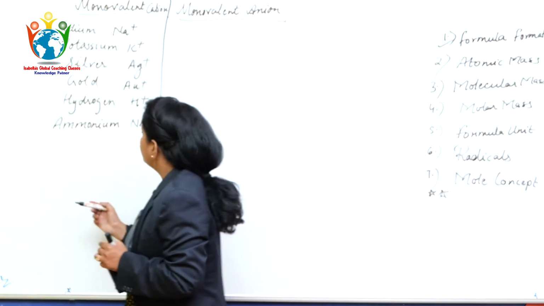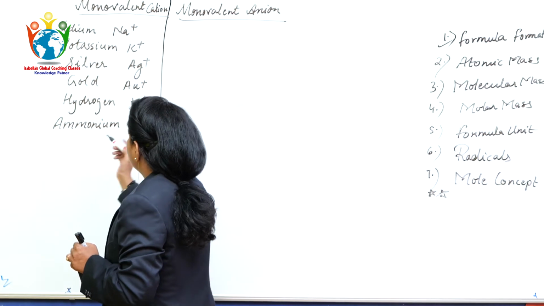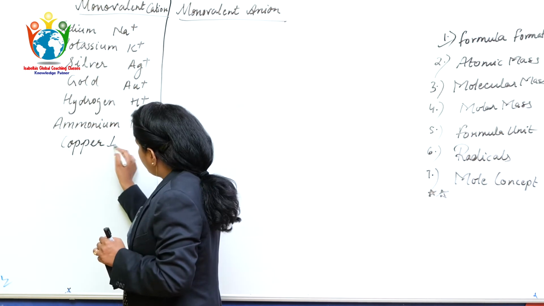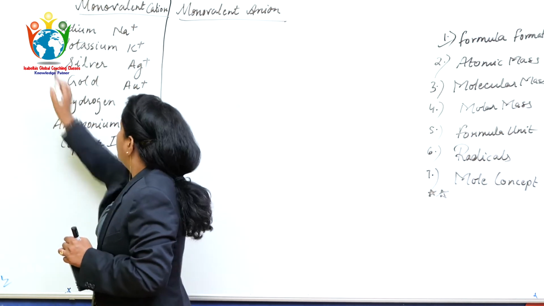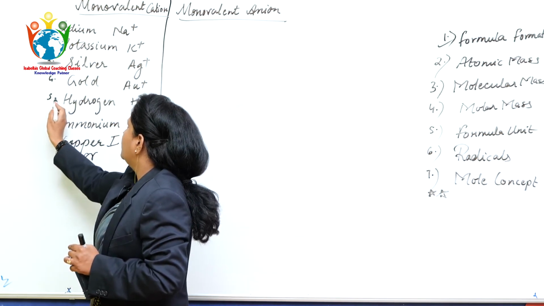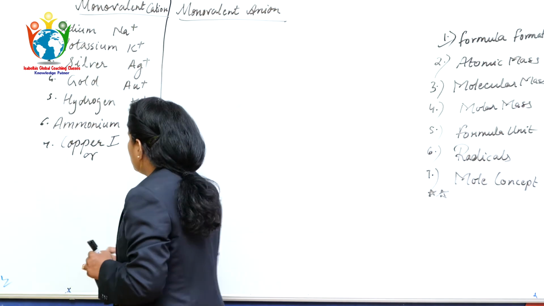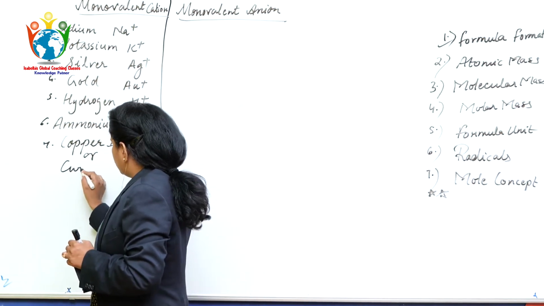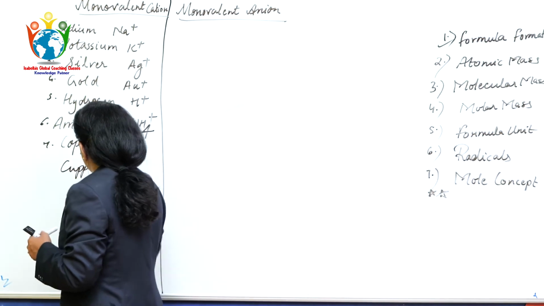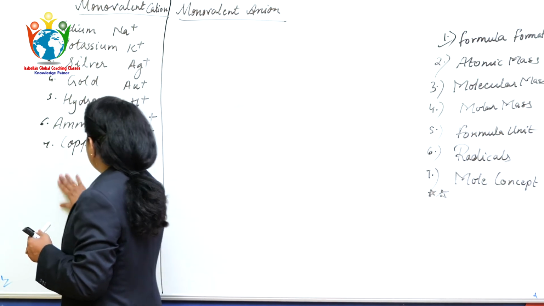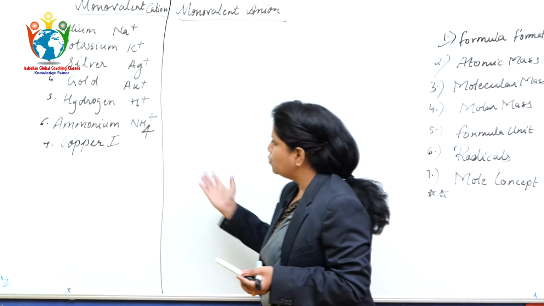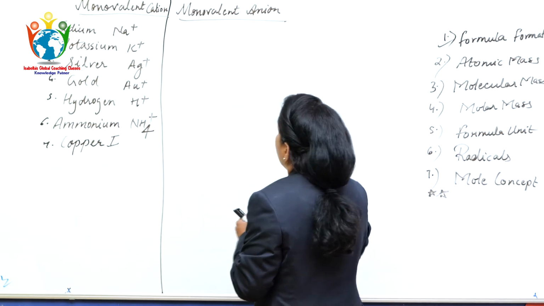Okay, now sodium, potassium, silver, gold, hydrogen, copper. Now copper 1, or cuprous. Or just copper 1 is also fine. The other name for copper 1 is cuprous, because many a time we make confusion. So, copper 1 is also known as cuprous.